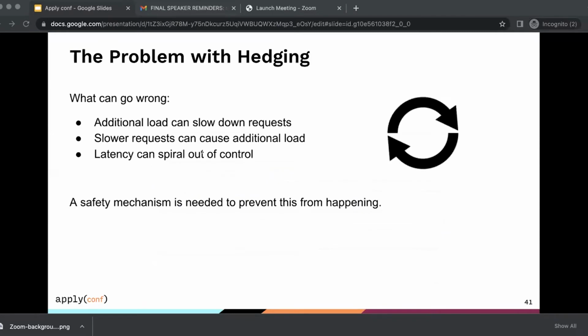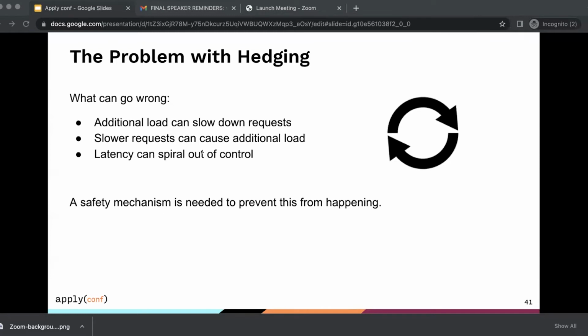So what's the problem with this? When you do request hedging, there is a severe issue you have to be worried about. And that is that sometimes additional load can actually affect that underlying distribution. So that additional load does shift the distribution to the right. Those slower requests can then cause more additional load. And then the cycle repeats. So you have more additional load, which slows down requests even more, which means more additional load, and then the latency will just spiral out of control.